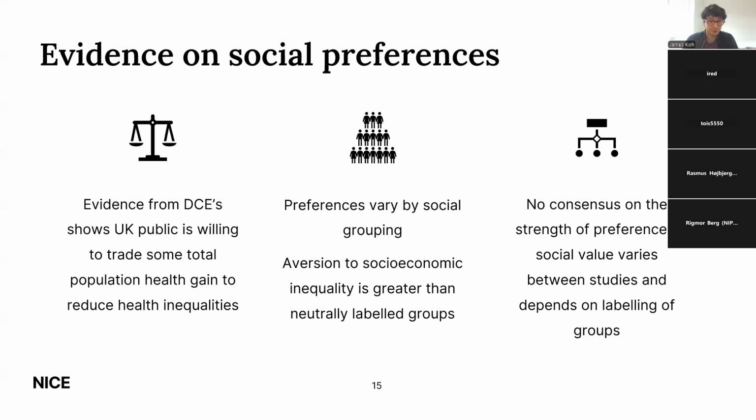As I mentioned before, there are so many different ways of categorizing health inequalities that this becomes a very, very complex problem very quickly. The summary here is there is no consensus on the strength of preference, and lots of studies disagree massively on this. A systematic review from a few years ago by Simon McNamara and colleagues showed quite a huge variation in exactly how prioritarian we actually are, and it depends on the group labels as well.